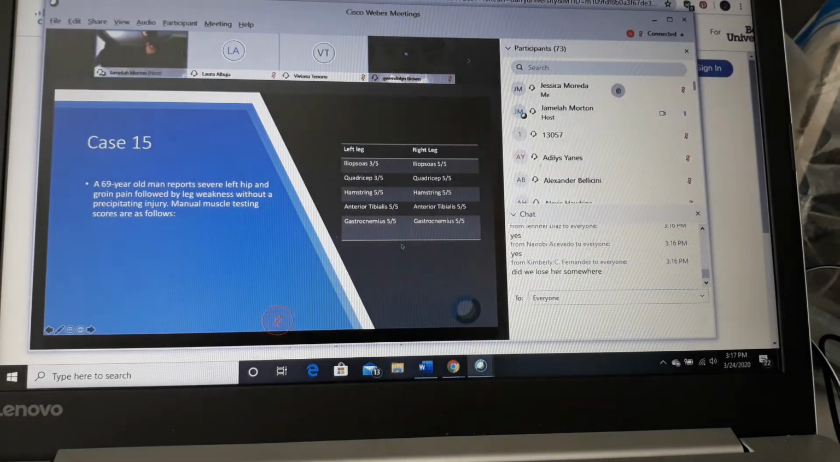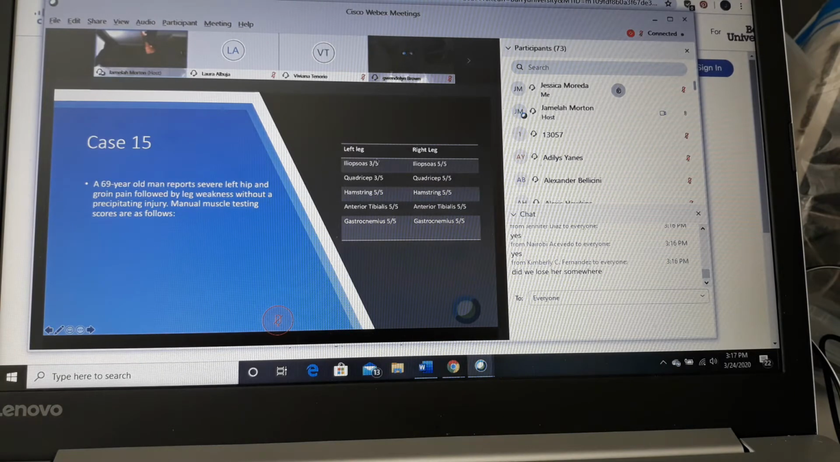So our first case here is a 69-year-old man who reports severe left hip and groin pain, followed by leg weakness without any precipitating injury. Manual muscle testing scores are as follows.